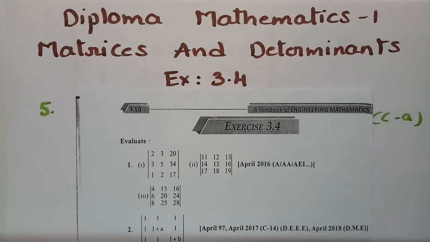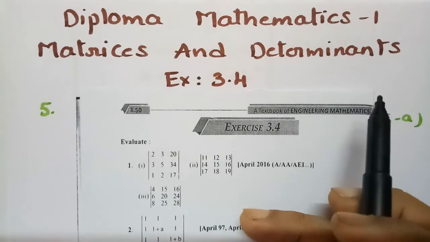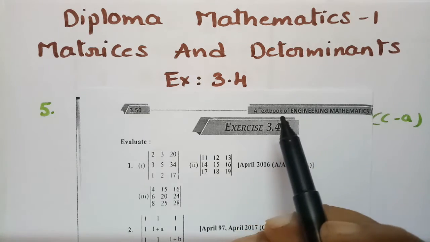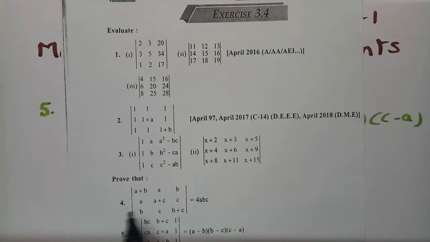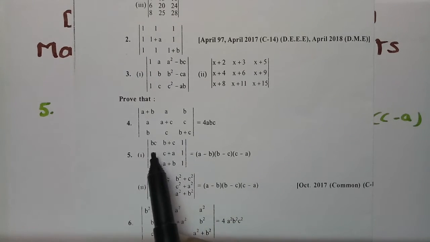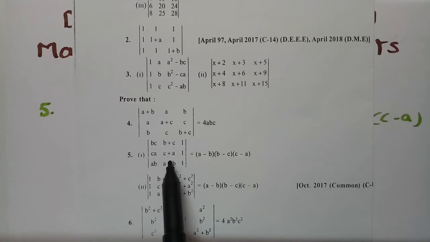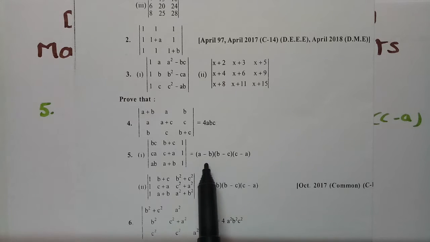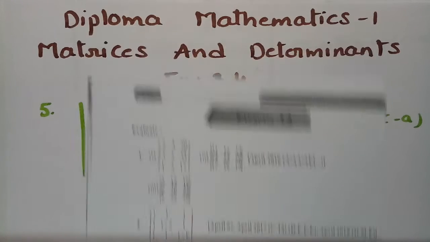In today's video, I am going to give solutions for the problems related to matrices and determinants, from exercise 3.4. I have already given solutions until the 4th question, and now I am going to give the solution from the 5th. Here we have to show that the determinant of BC, B plus C, 1; CA, C plus A, 1; AB, A plus B, 1 is equal to (A minus B)(B minus C)(C minus A). This topic is related to Diploma Mathematics 1.